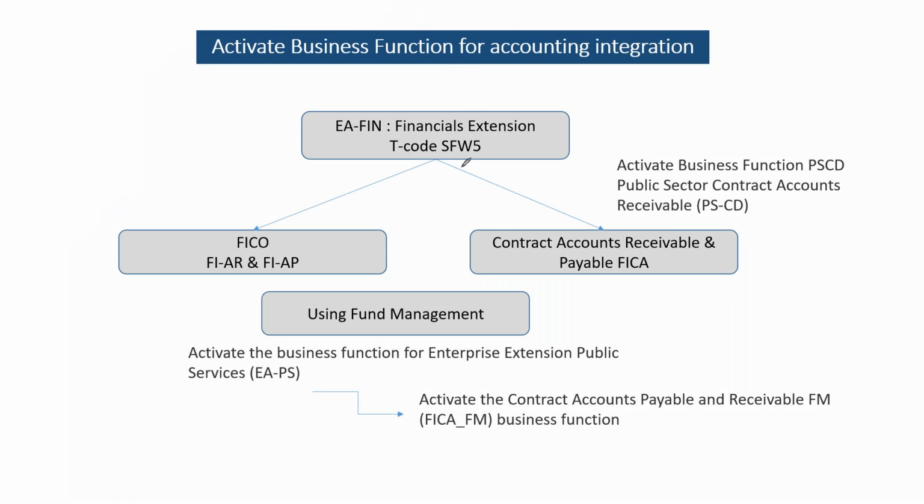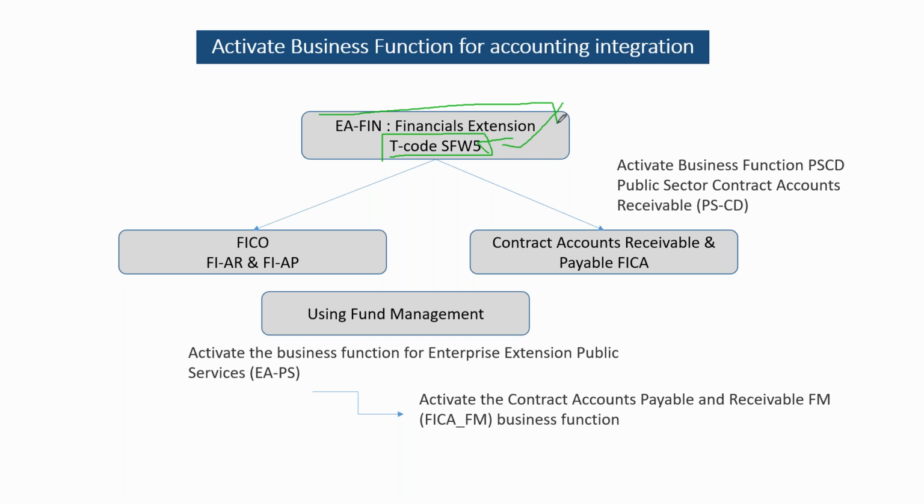So here, this is transaction code SFW5, where you can see all the activations of business functions. It is suggested not to touch or execute anything here from your side, because it is critical and has to be taken care of by the expert basis team. And here this is the business function EAFIN, financial extension, which has to be activated to use ReFx.